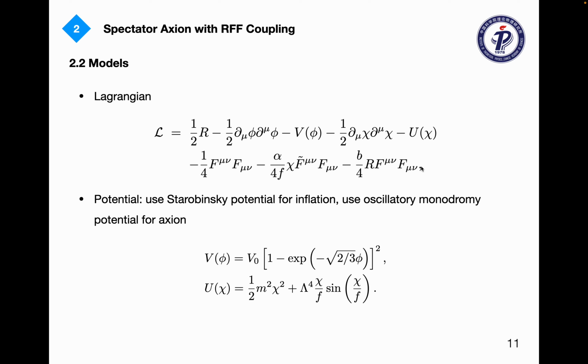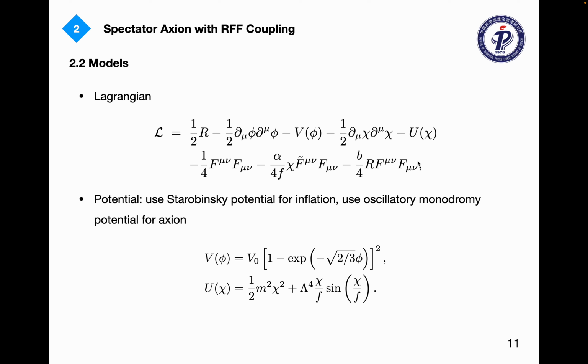So here is the actual action used in our model. In our model, the axion is no longer an inflaton, but is a spectator, which means its energy, both the kinetic and the potential, is much less than the energy of the background inflaton. And as usual, the axion is coupled with the gauge field with the Chern-Simons term. However, we note at the last term we append a B over 4 RFF term, which is just the non-minimal coupling we mentioned on the previous page.